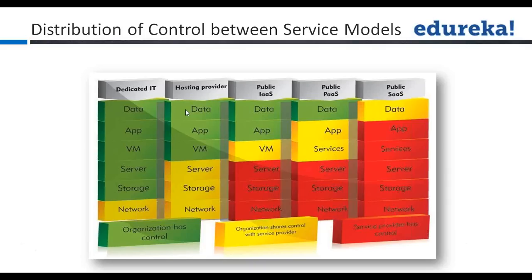Now, I had a few questions. Shashi had a question about the distribution of control between service models or between deployment models. It's service models. The reason I'm saying that is because it's IaaS, PaaS and SaaS. Here I'm taking everything as public, so I'm not considering anything in the deployment part.